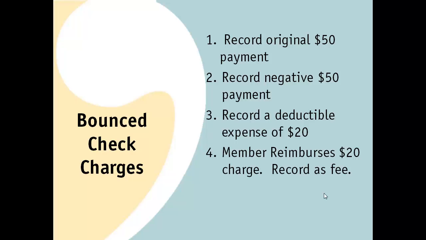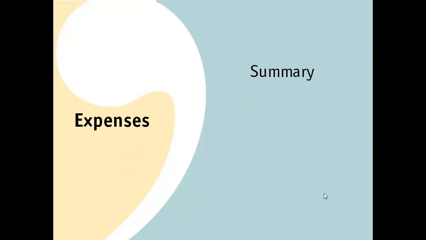If the member reimburses the club for the bounce check charge, record it as a fee of $20 received from him or her. If the member gives you a new check for the $50 payment, record this as you usually do as a member payment on the date you receive it. In summary, there's a lot to think about when it comes to club expenses, but there's not much benefit to you when you have them.